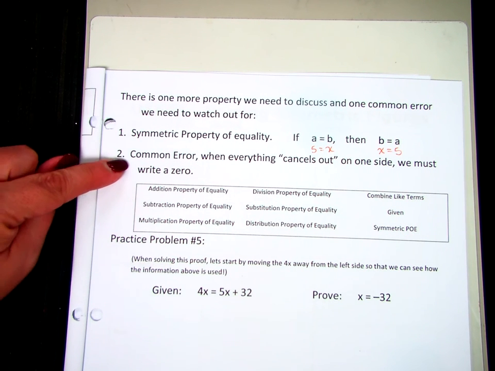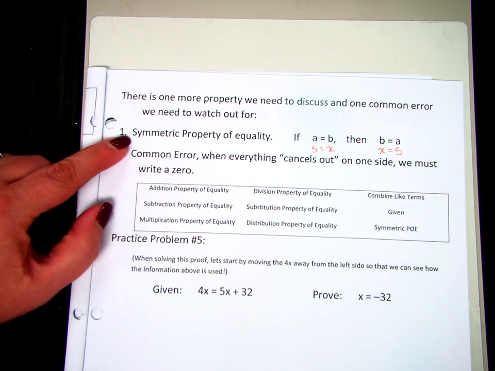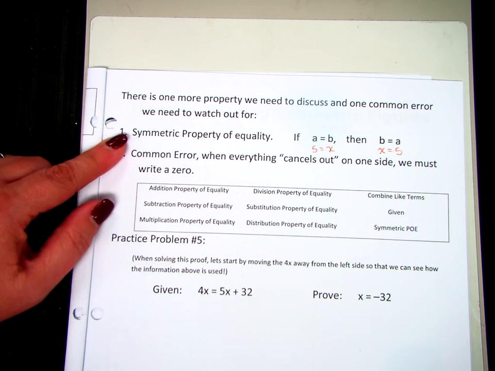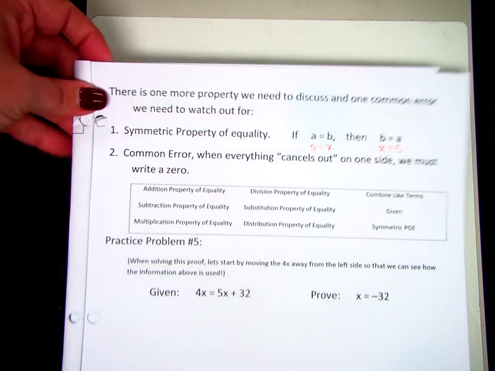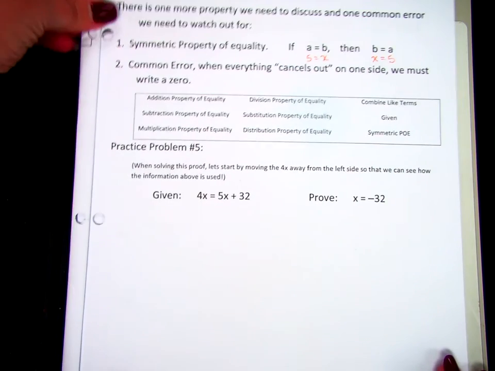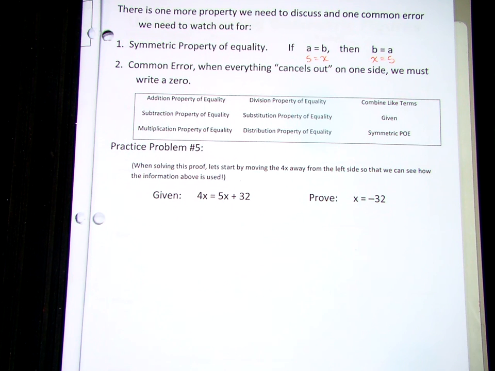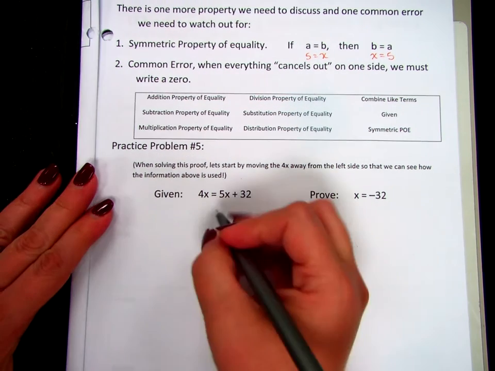This common error is going to show up, and we're going to use the symmetric property. Yes? Could we use that symmetric property at the beginning of an equation, where you write the given and then right after? You could. Yeah, you could write the given and then immediately switch it around. That would be just fine. Okay? All right. So let's look and see how this works on this practice problem number 5.